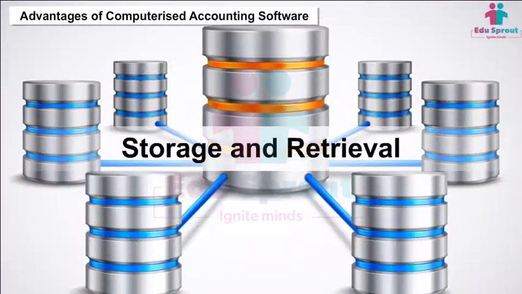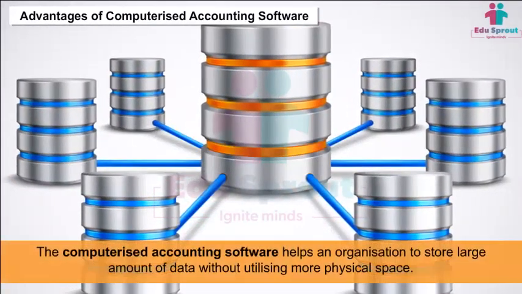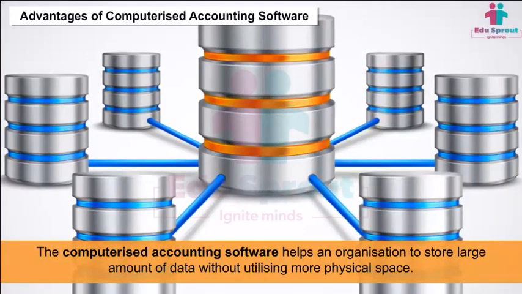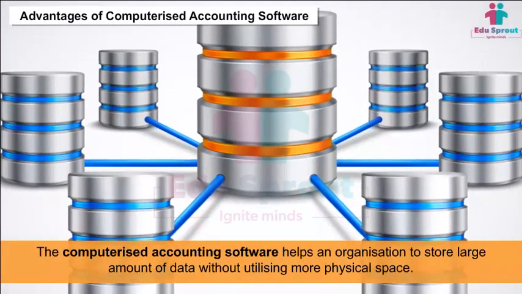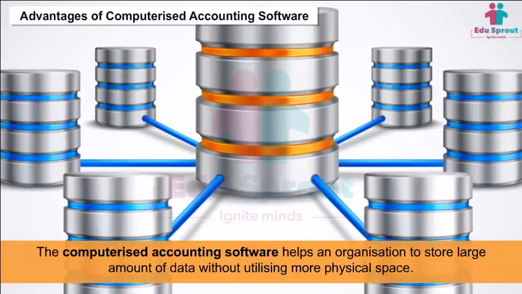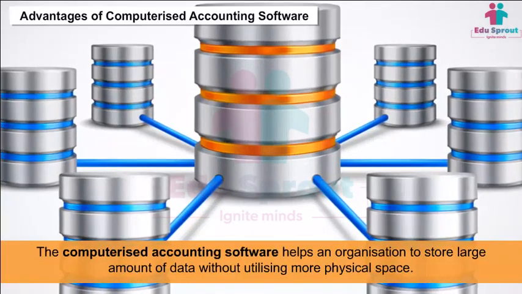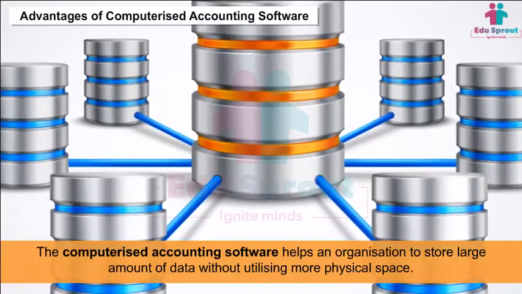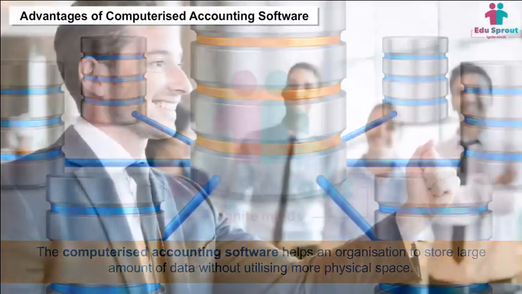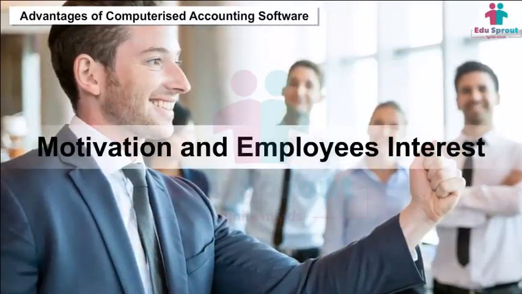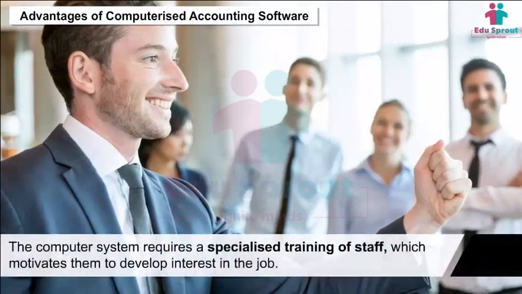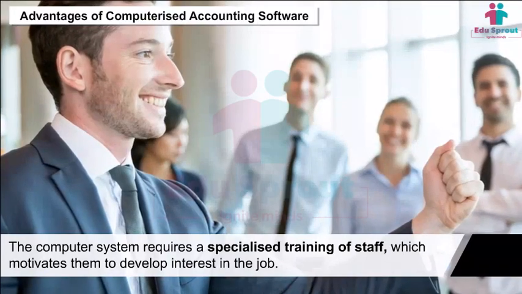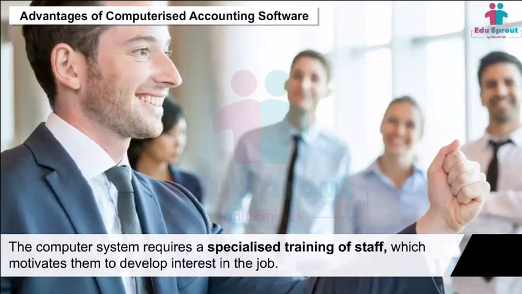Storage and retrieval. The computerized accounting software helps an organization to store large amount of data without utilizing more physical space, and data can be easily retrieved as and when required by the user. Motivation and employees' interest. The computer system requires specialized training of staff, which motivates them to develop interest in the job.